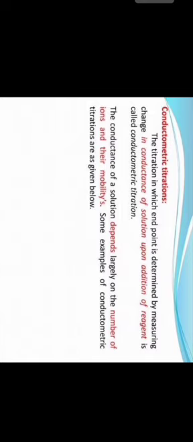So what are conductometric titrations? These are titrations in which the change in conductance of the solution is measured as one solution is added to another. It helps us to determine the endpoint of the titration without using any indicator. This method is especially useful for titrations involving very dilute solutions or colored solutions where indicators are not effective.